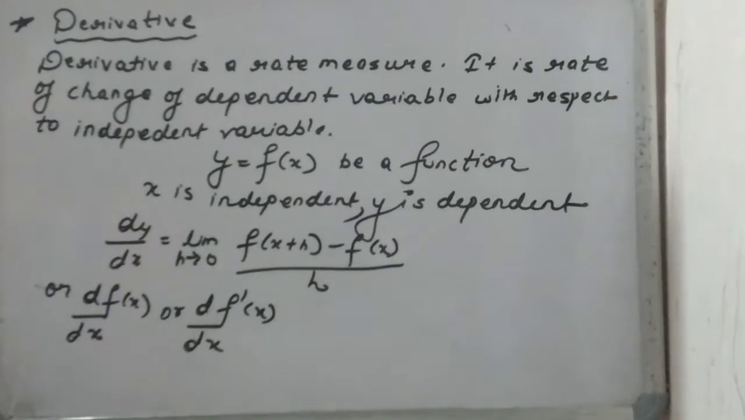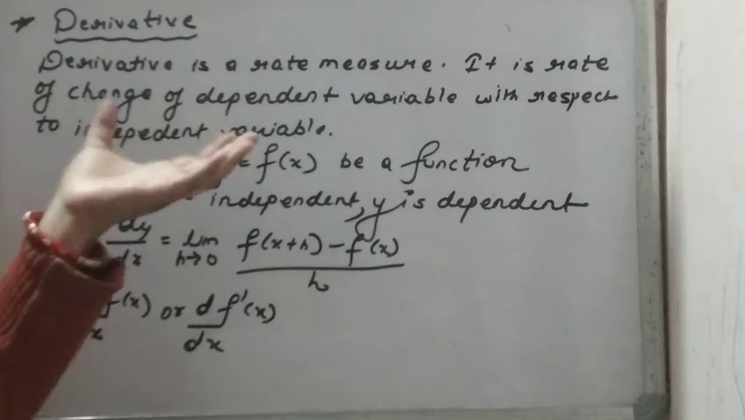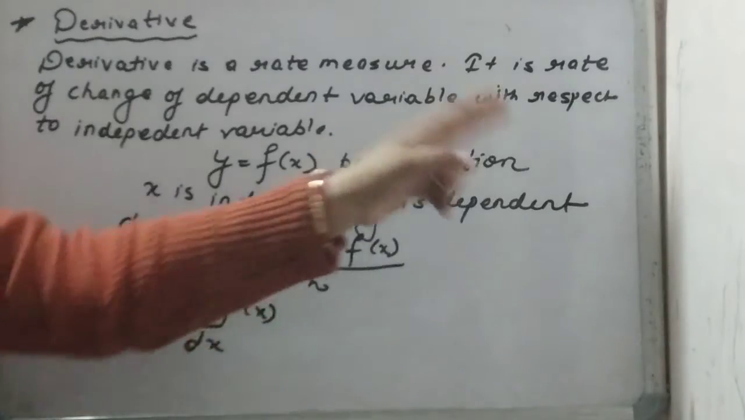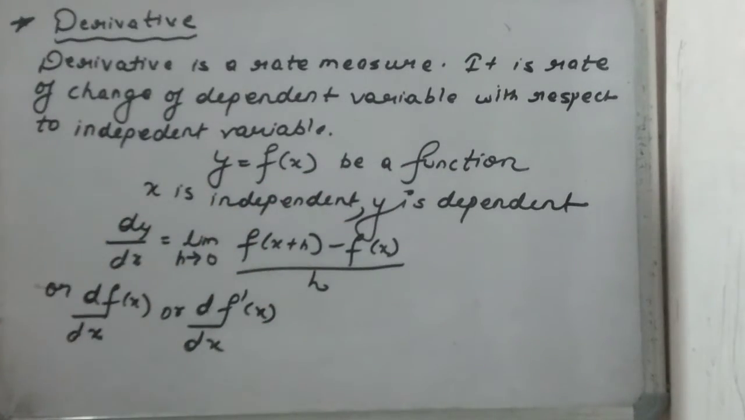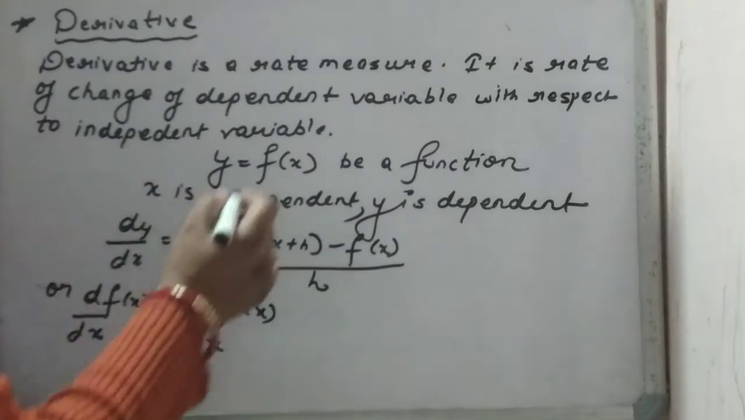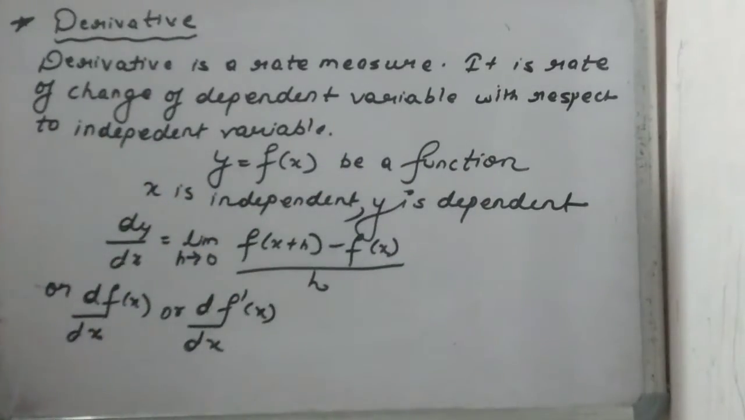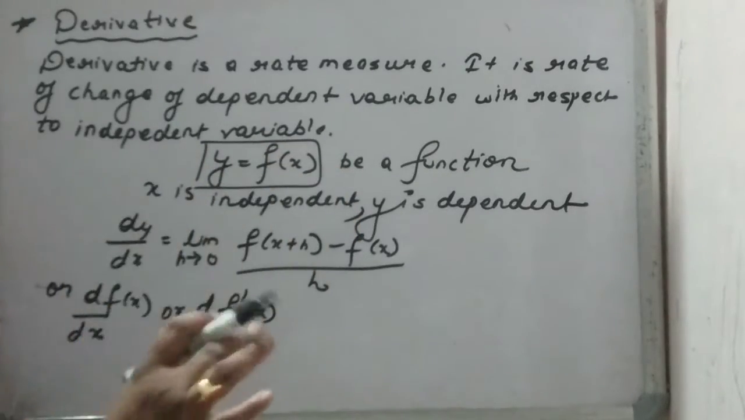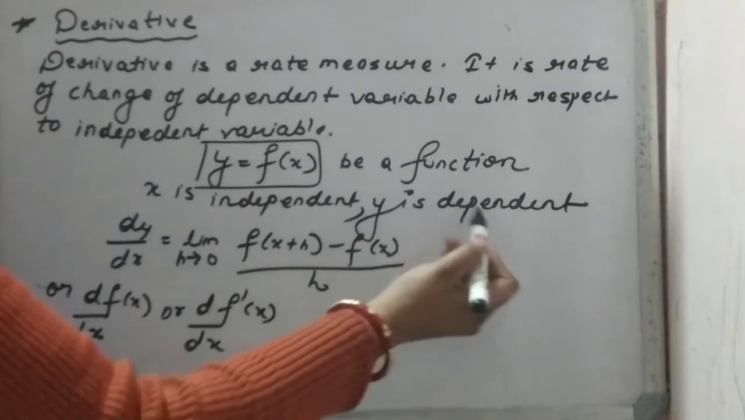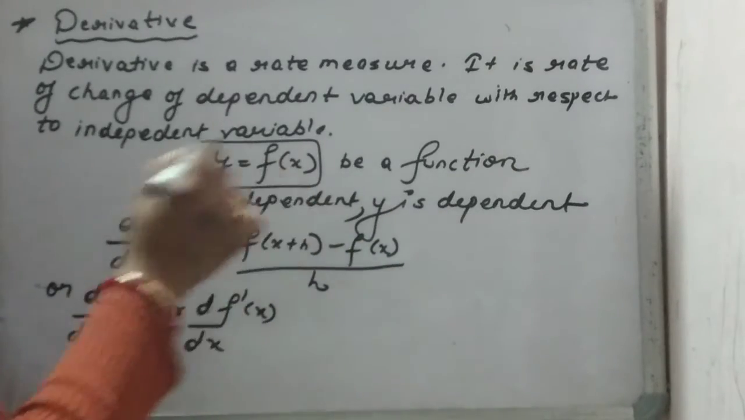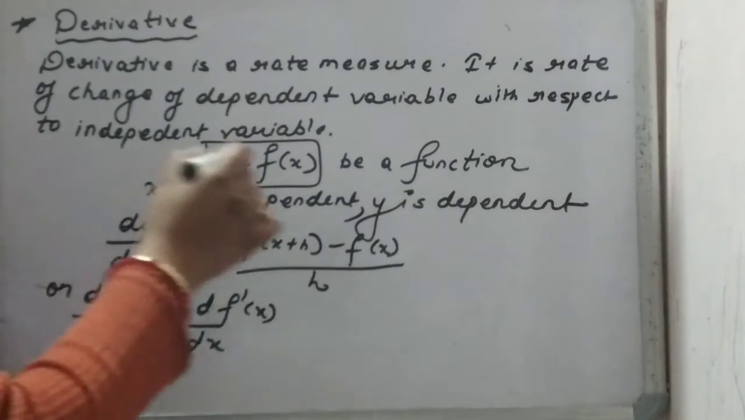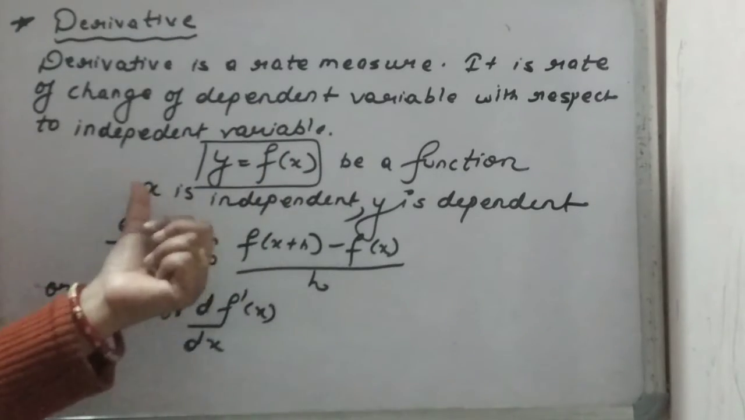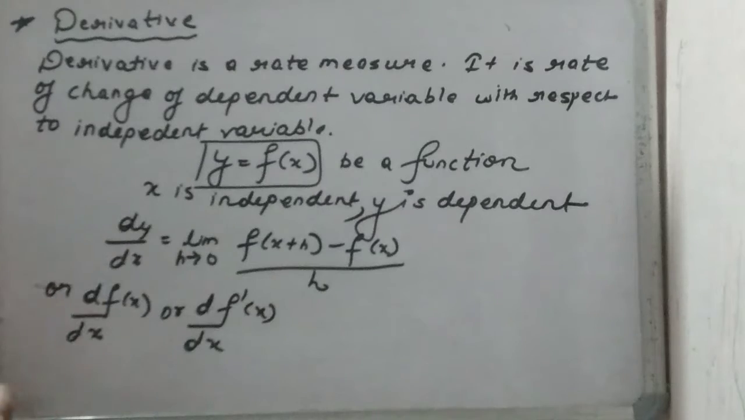So what does it mean? It means there are some changes in the given function. If there is a rate of change of the dependent variable with respect to the independent variable, that is called our derivative. And what are the independent and dependent variables? When the function is given to you, y equal to f of x, suppose this is any function, x is independent and y is dependent. It means x is our independent variable and y depends on the x term. Because if you differentiate this term, y is completely dependent on x. So that's why x is called the independent variable and y is the dependent variable.